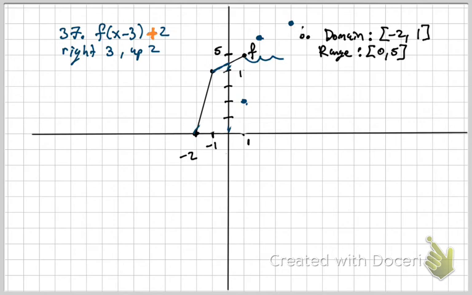Okay. And then I'm going to redraw my shape there, so a nice rigid transformation, so nothing has changed. We just move it to the right 3 and then up 2.